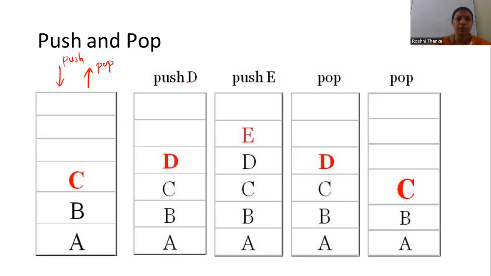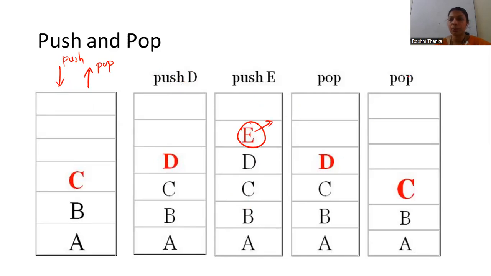So now if I want to push D, D is at the top. And then I will be pushing the element E, which is now at the top. Now, when I pop, I cannot pop anything in between. I can only pop the topmost element. So what happened? E will be taken out. Popping means deleting or taking out the top element.